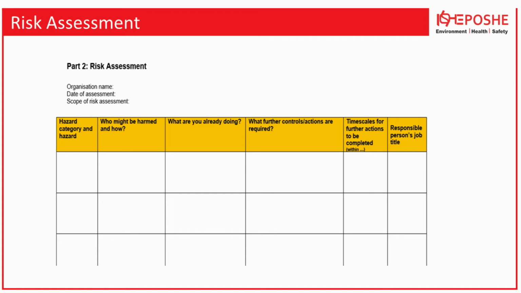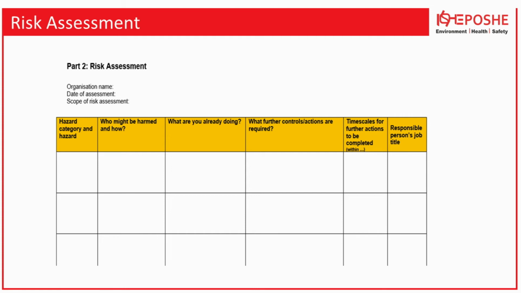Next, column 3: what are you already doing? Here you have to write the existing control measures in place. Which means, what are the control measures that your organization has introduced already, which are currently in place to manage the risks? Try to write 3 to 4 existing control measures.